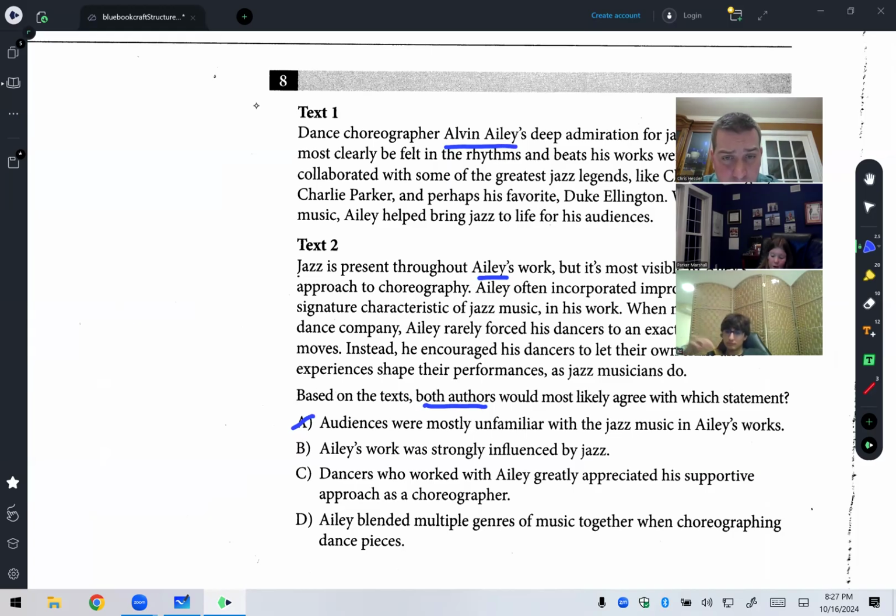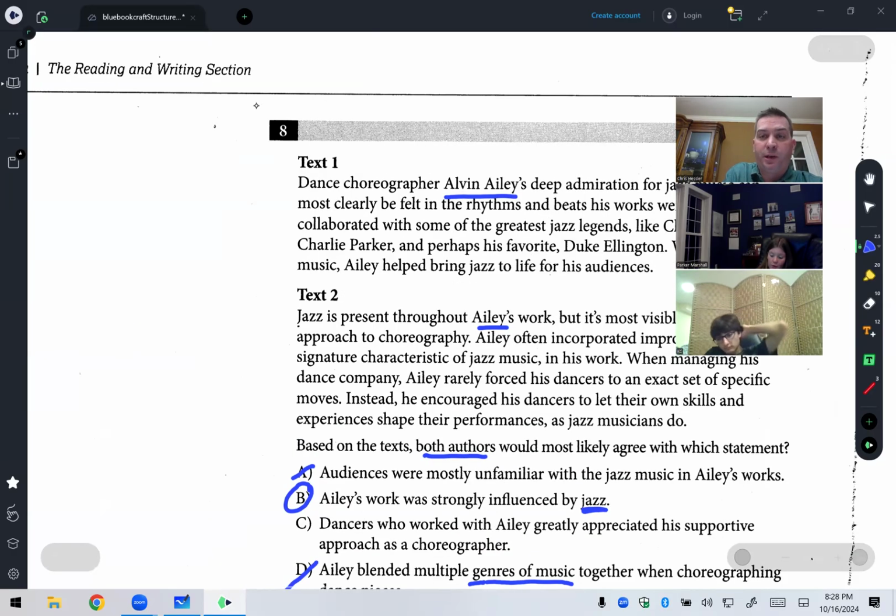All right. Let's look at another wrong answer. D, Ailey blended multiple genres of music together when choreographing dance pieces. No, just jazz. That one's wrong. The right answer was B. Both passages indicate that Ailey's work was strongly influenced by jazz. Even if you read the first sentence of each passage, boom, boom.